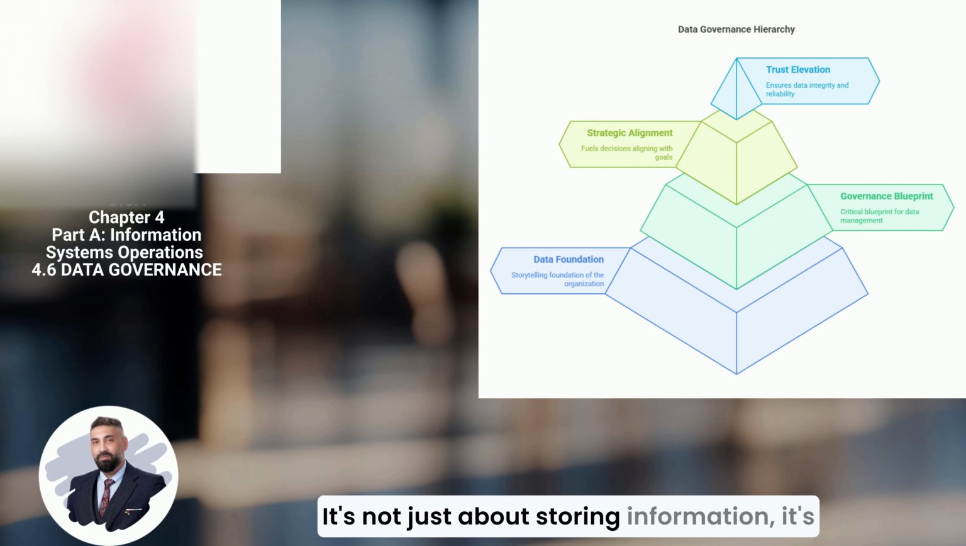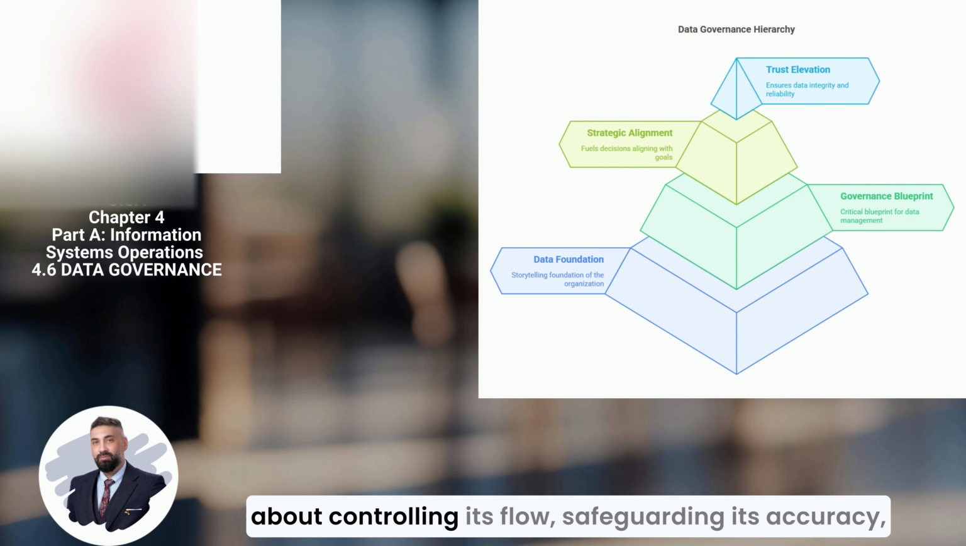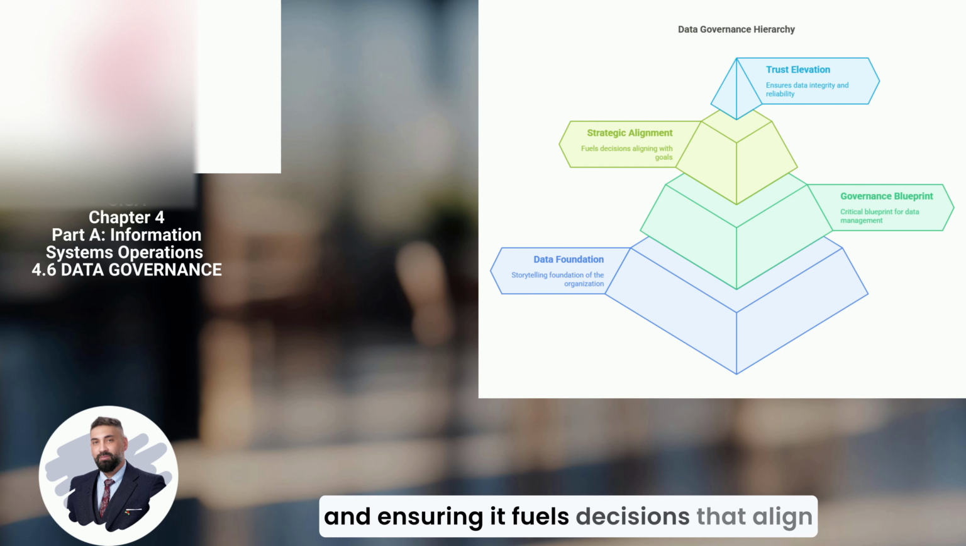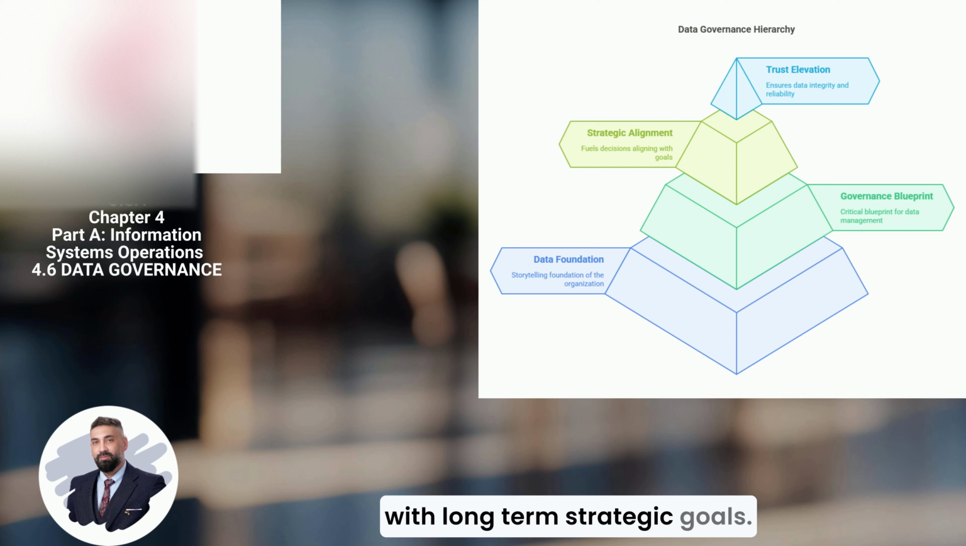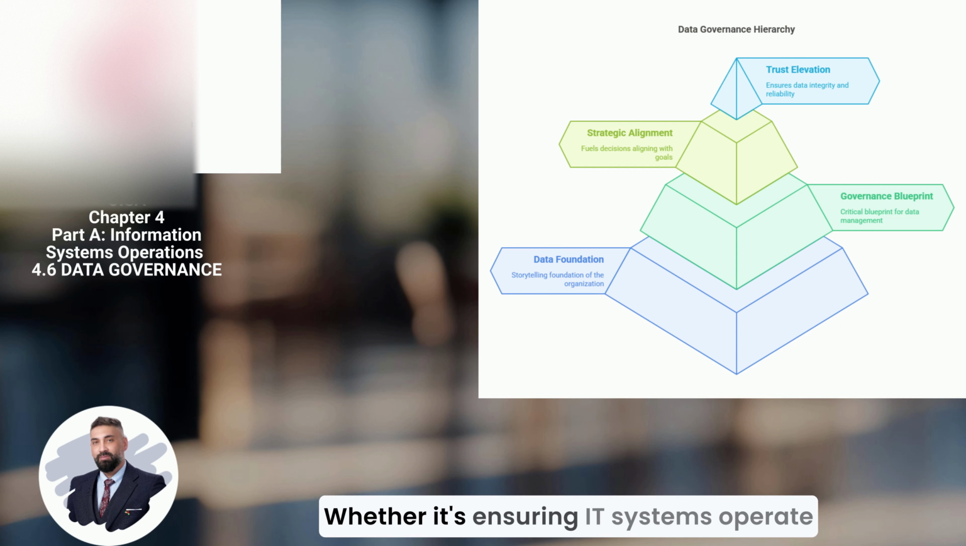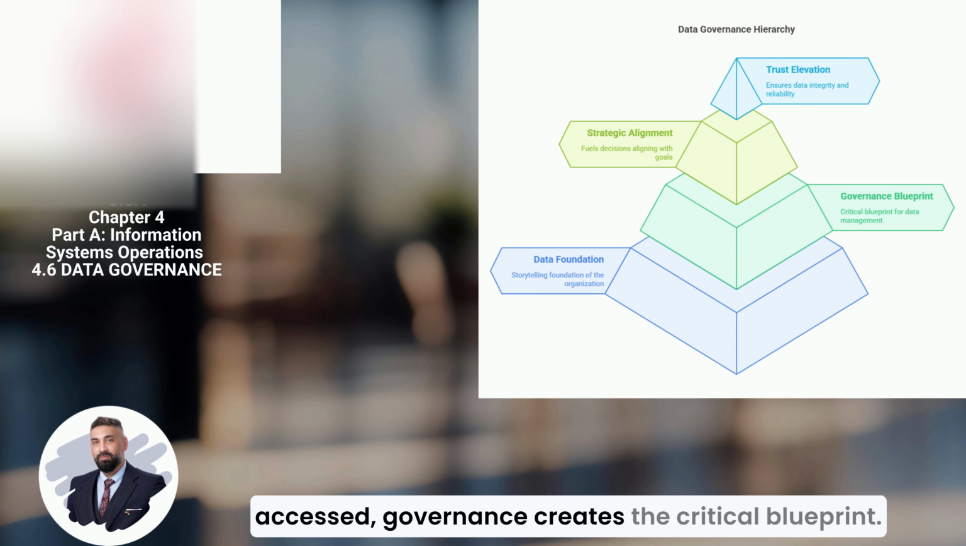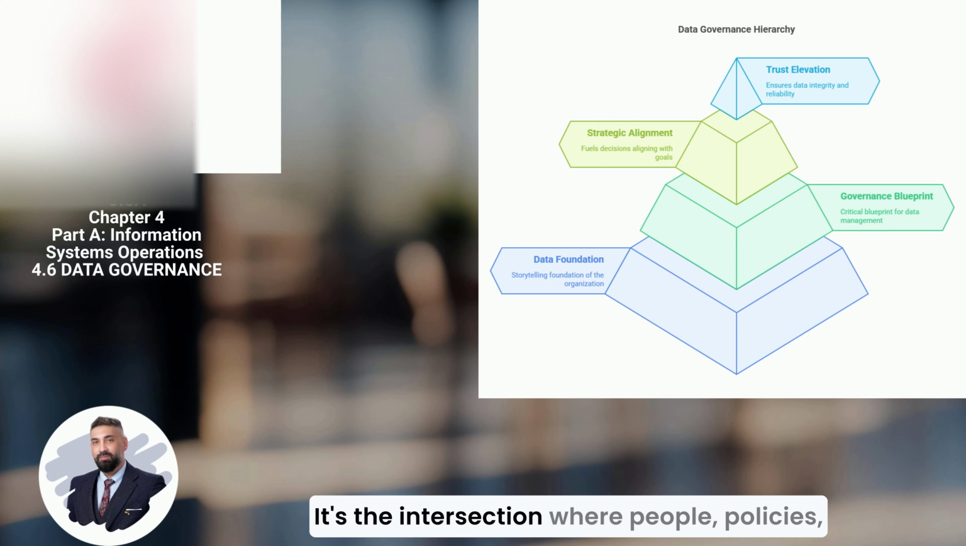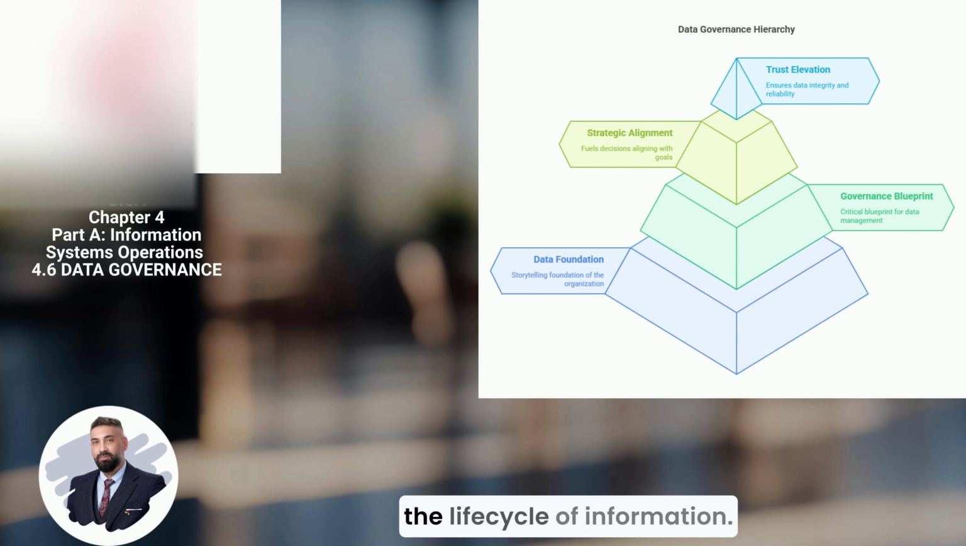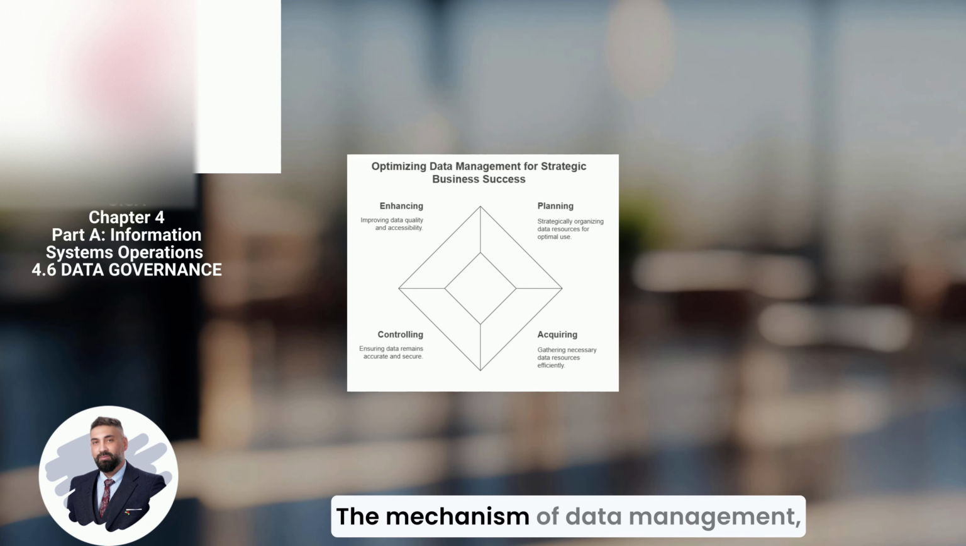It's not just about storing information. It's about controlling its flow, safeguarding its accuracy, and ensuring it fuels decisions that align with long-term strategic goals. Whether it's ensuring IT systems operate in compliance with policies or defining how data should be classified and accessed, governance creates the critical blueprint. It's the intersection where people, policies, tools, and expectations meet to orchestrate the lifecycle of information. The mechanism of data management, bringing structure and strategy.